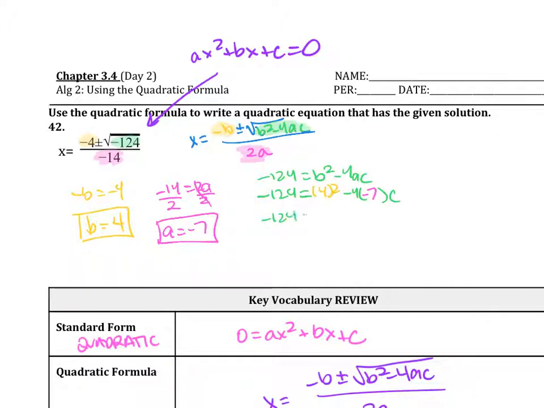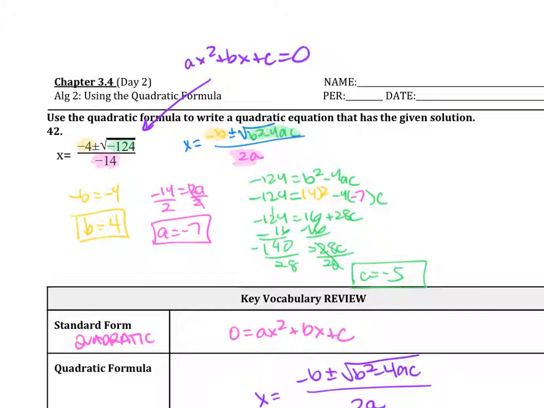So negative 124 equals 16 plus 28c. Solve for c, so subtract 16 from both sides. This is negative 140 equals positive 28c. Then we divide by 28. We find that c equals, 28 goes into 140 exactly 5 times, so c equals negative 5. So now we can write the equation: negative 7x squared plus 4x minus 5 equals 0. And that's how you would do that problem.